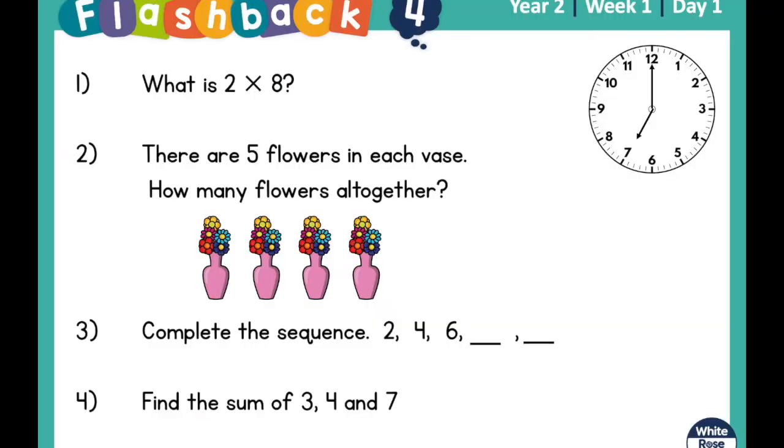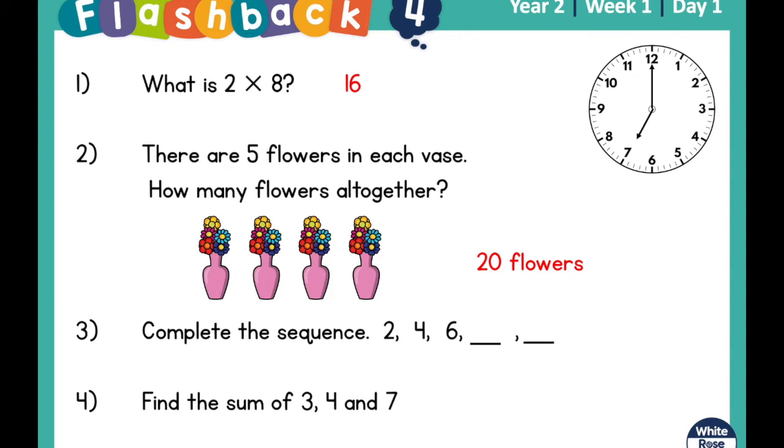Right, let's go through these answers then. Question 1, what is 2 times 8? And the answer is 16. Question 2, there are 5 flowers in each vase. How many flowers altogether? Well, if you count up in fives, 5, 10, 15, 20 altogether.